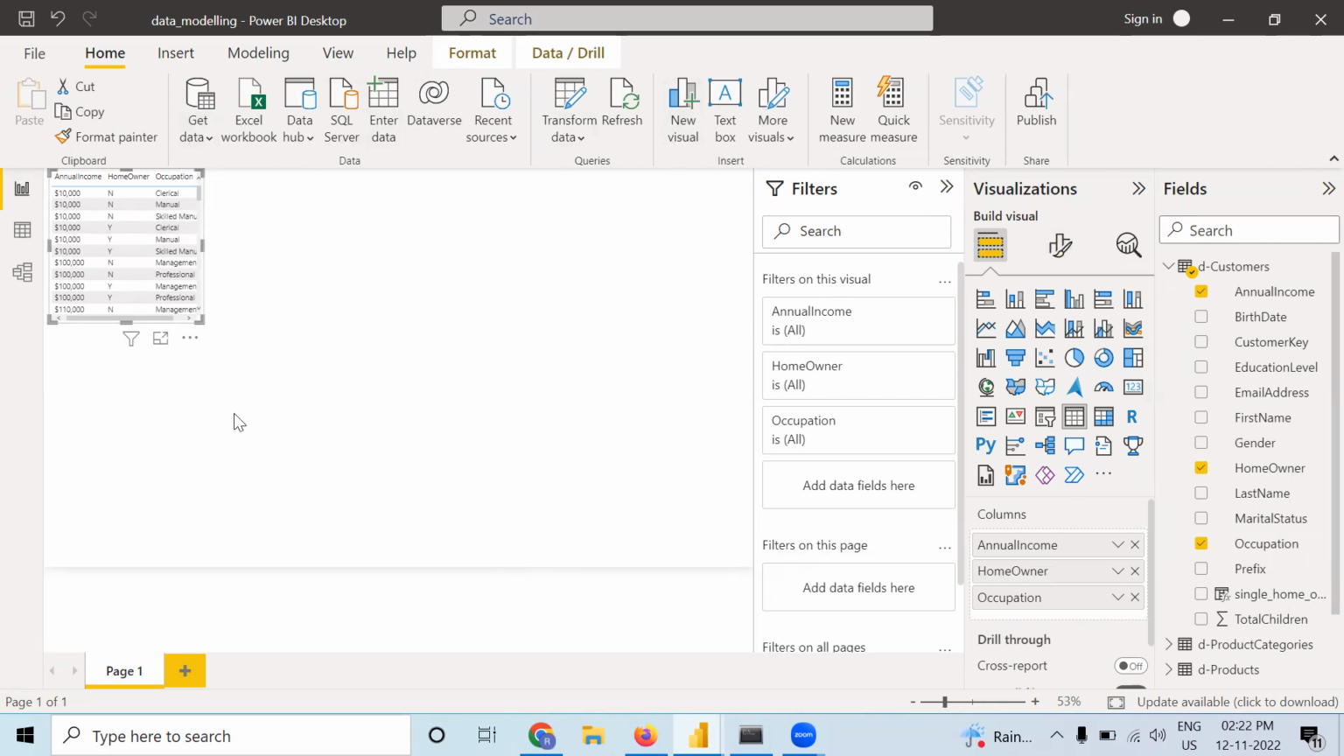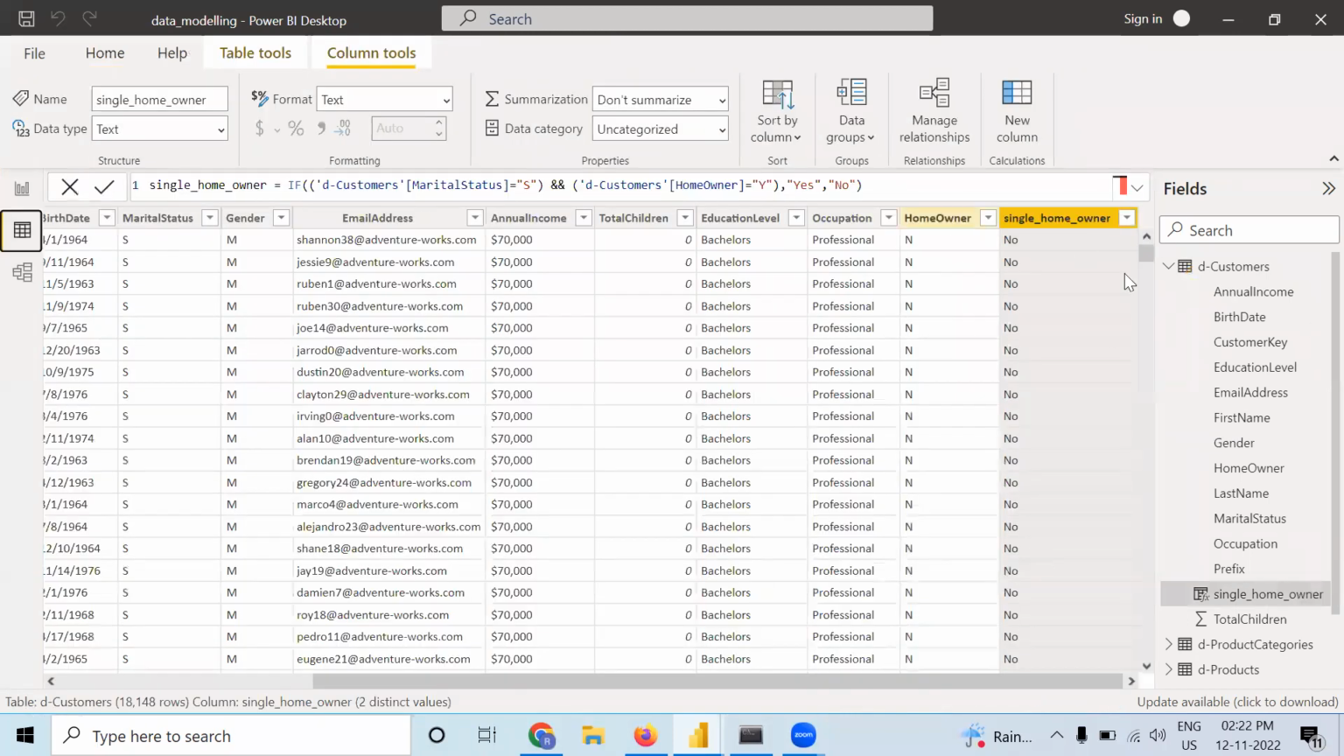Here what we are doing, an already existing data set is there. We are adding another column, it will come at the end. Is it clear, all of you? Any doubts?